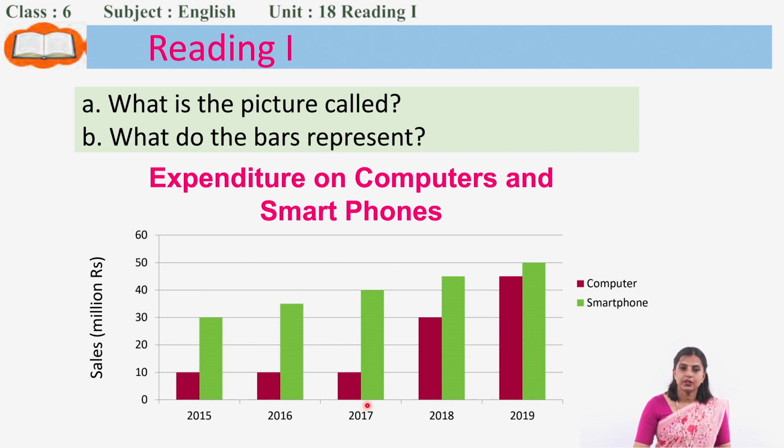In 2017, it reached up to 40 million. Likewise, in 2018, 45 million. And in 2019, it became how much? 50.